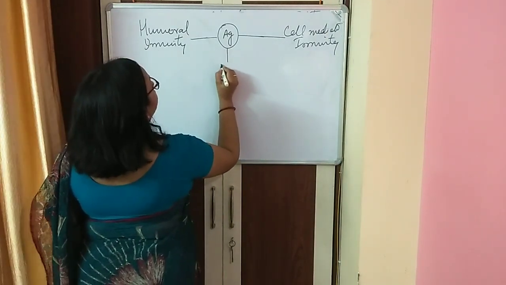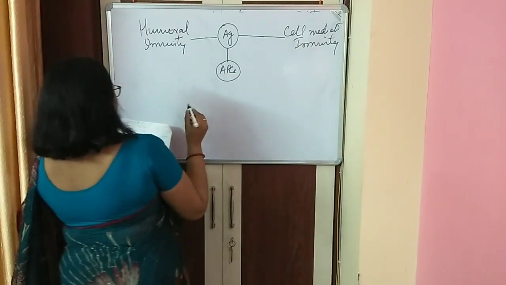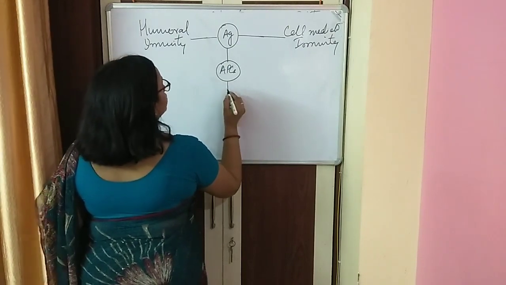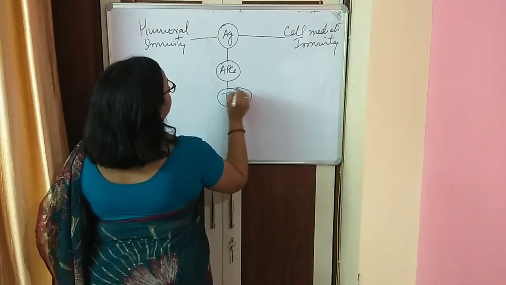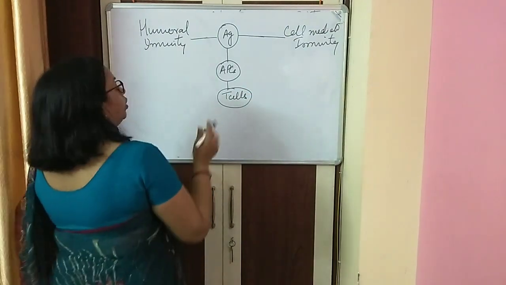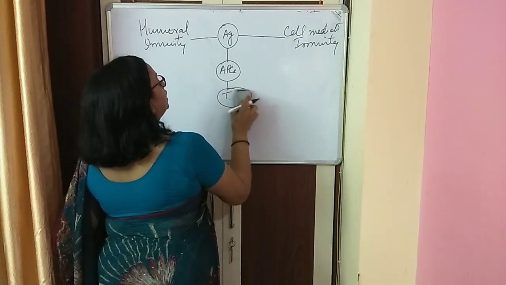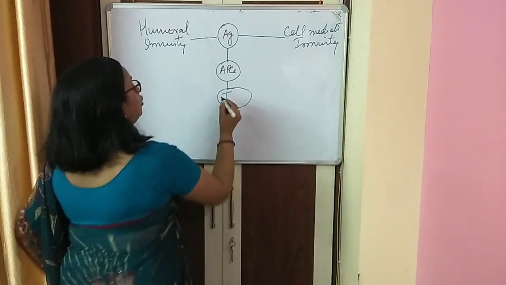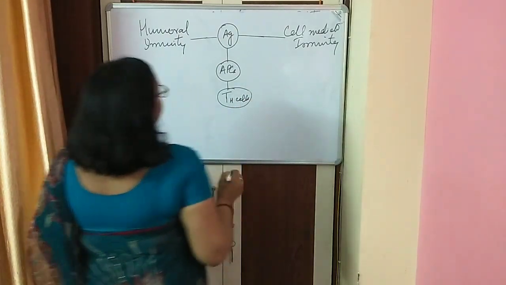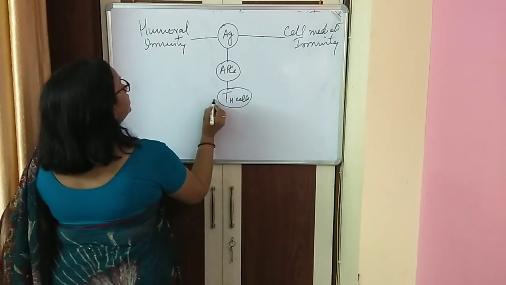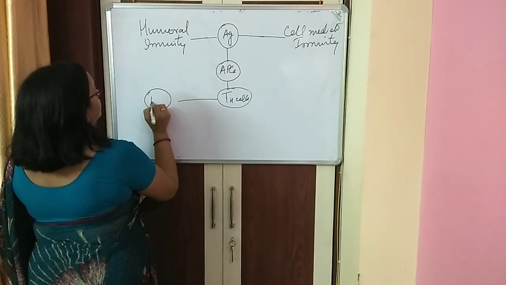Antigen is taken by antigen presenting cells, that is APCs. Then APCs, what they do, they will stimulate T cells. Okay, these are the T cells. What kind of T cells? They will be T helper cells, because here I am talking about antigen presenting cells. So T helper cells will be stimulated, and these T helper cells stimulate B cells.